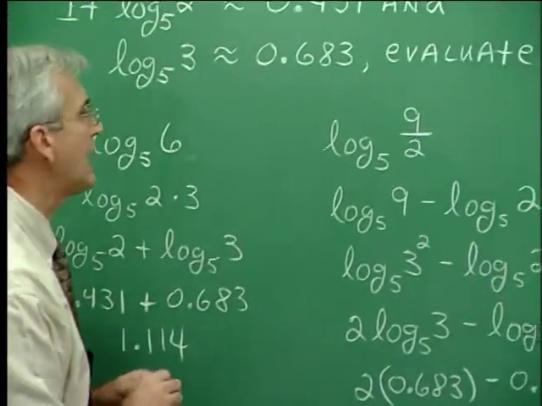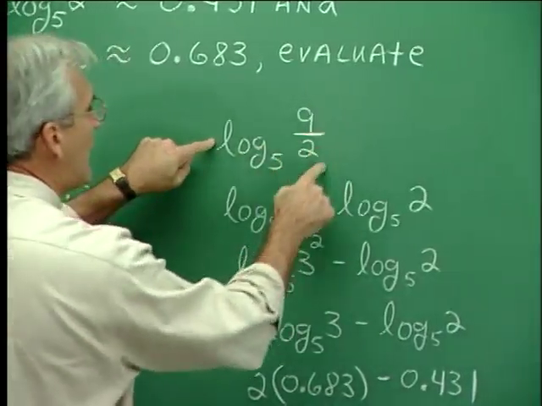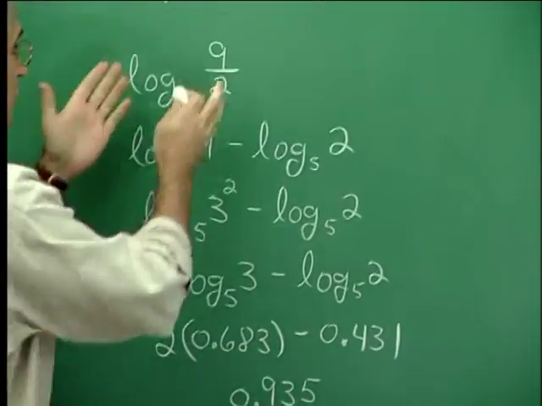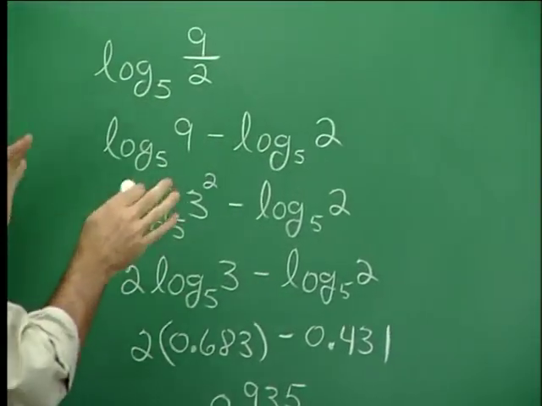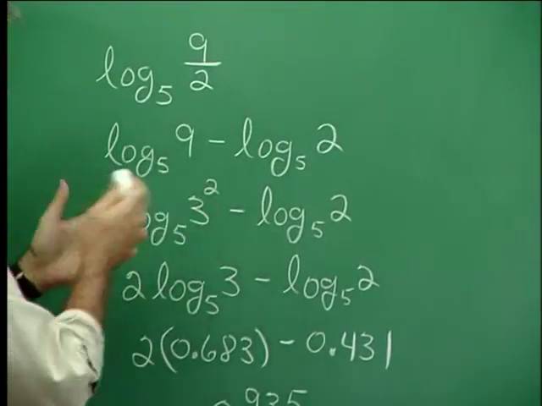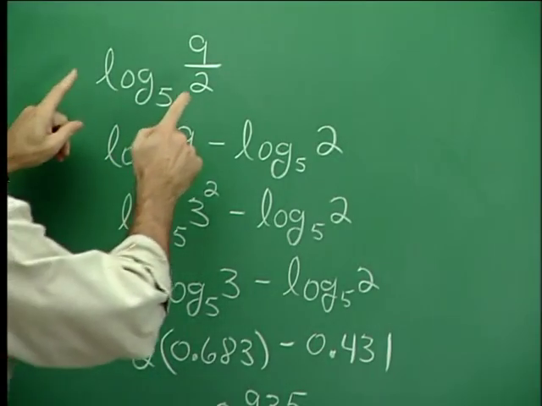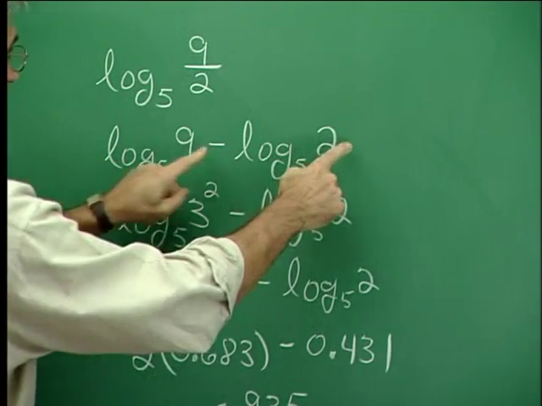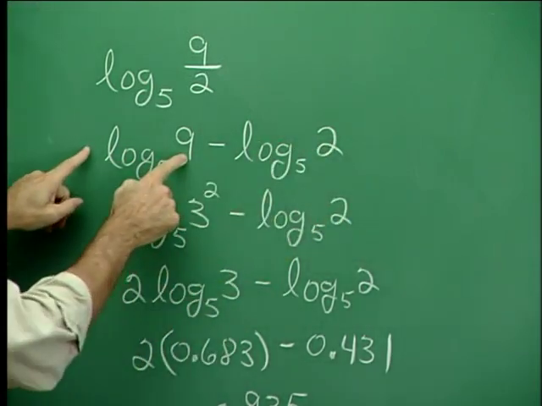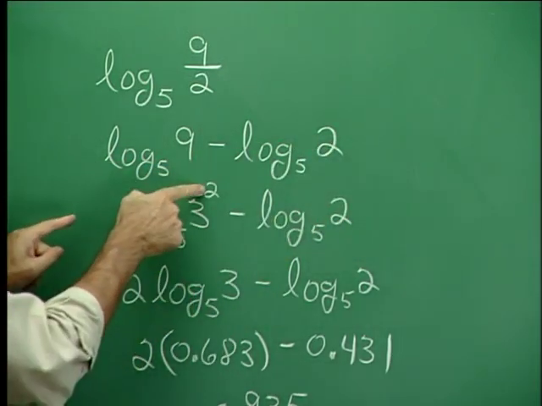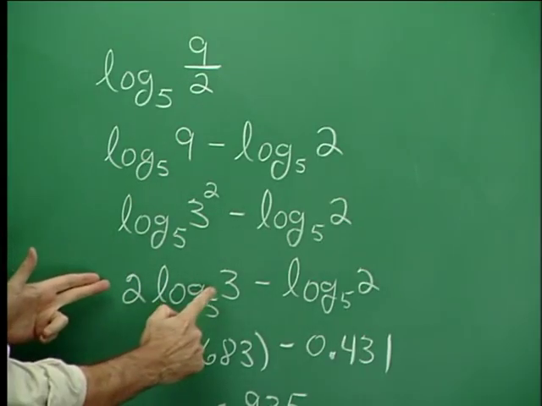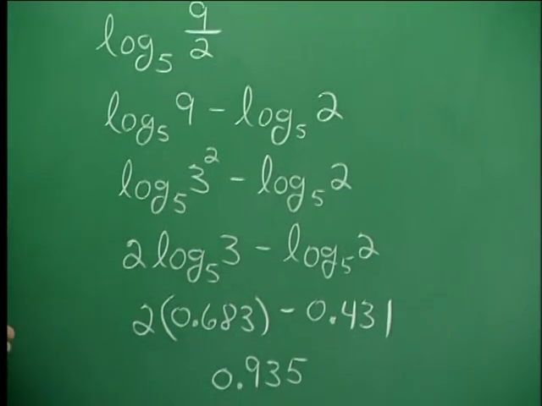This one is a little more challenging. We want the log of 9/2 in base 5. Again, the trick is to rewrite this expression using log 2 and log 3 in base 5. So we think of it like this. Using our quotient rule, it's the log of 9 minus the log of 2. Now we think of 9 as 3 squared, and the 2 in the 3 squared becomes the coefficient of the logarithm. And now we can make the appropriate substitutions.